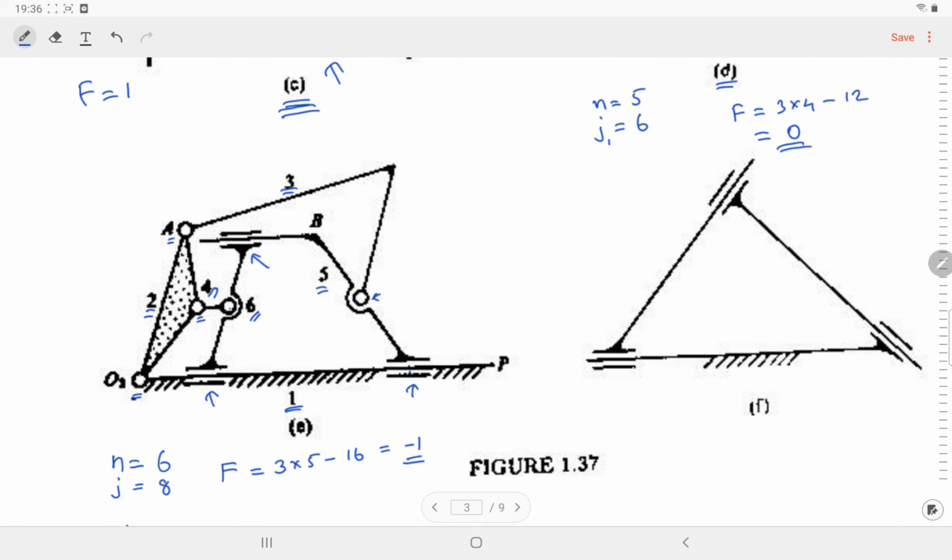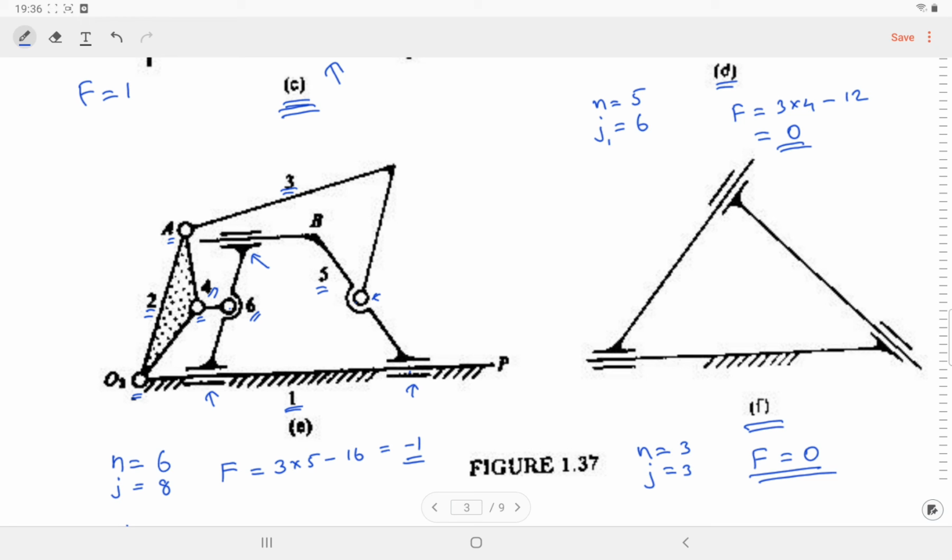What about for this case? For this case, N is equal to 3, J is equal to 3, so F is equal to 0 if we substitute in that formula. So this is also a structure. Okay, fine. So this is how we need to calculate.